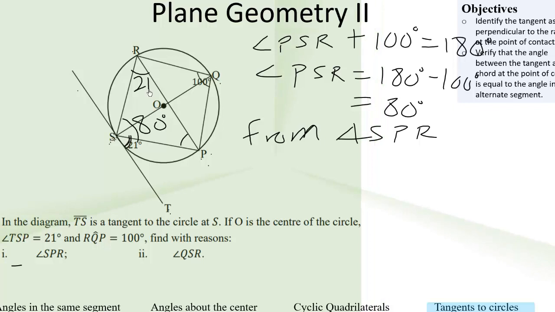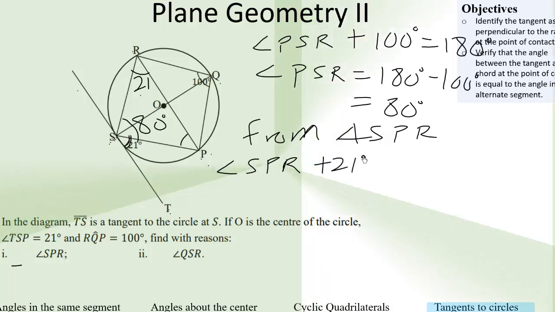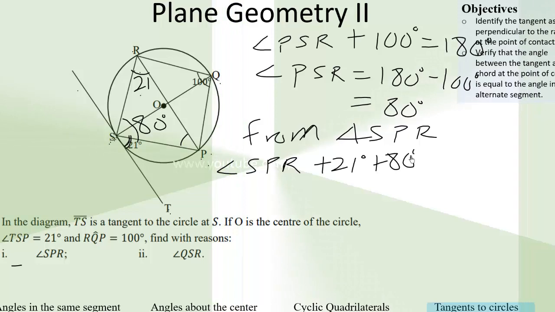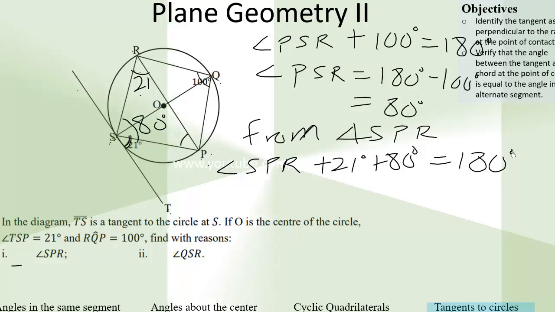So from triangle SPR, angle SPR plus the 21 degree angle. So that is the reason. The reason why we got here to be 21 degrees is angles in alternate segments are equal. So you can add that explanation. And when we add it to the 80 degrees, we have to get 180 degrees. The reason is that sum of angles in a triangle will add up to 180.